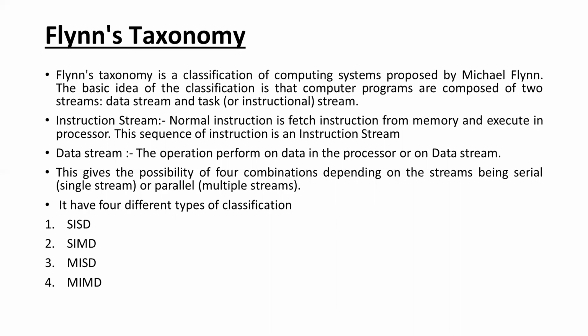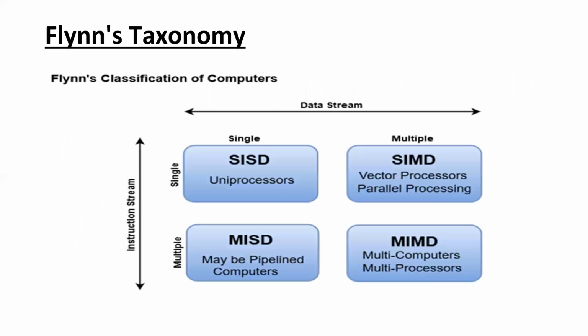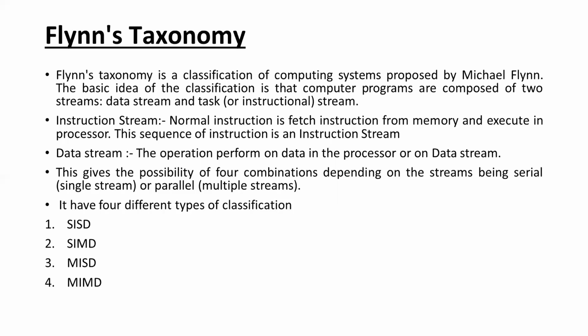It means normal instructions are fetched from memory and executed in a processor. So the sequence of instructions is known as an instruction stream. Data stream means the operations performed on data in the processor. This gives the possibility of four combinations depending on streams being serial or parallel. Flynn's taxonomy provides four different kinds of classification: SISD, SIMD, MISD and MIMD.